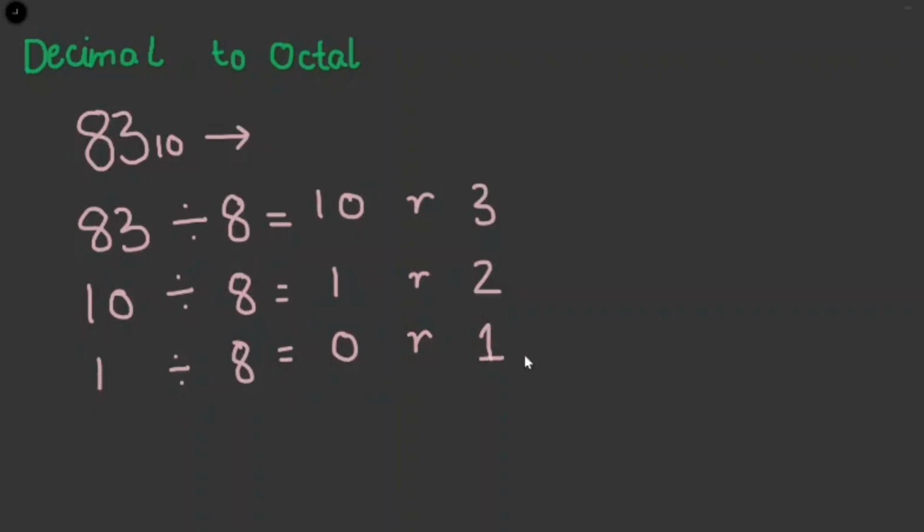Now again you would go from the bottom up. You would go from the bottom up and you would write each digit. We have 1, then we had 2, then we had 3. Now this would be our octal number.